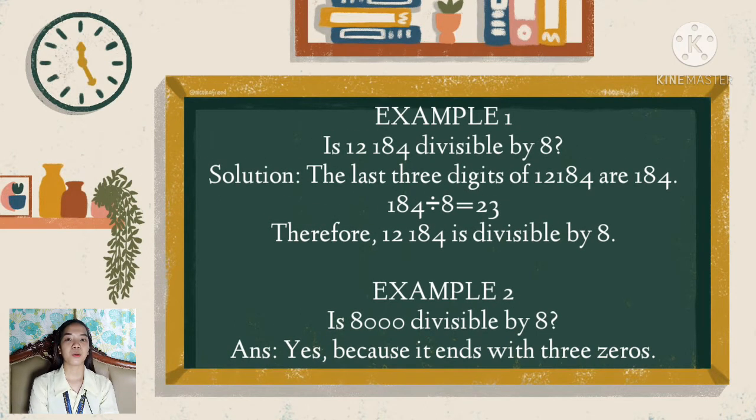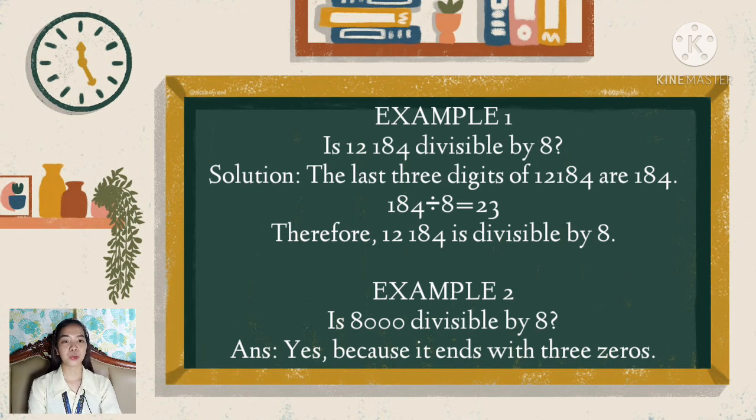So example number 1, is 12,184 divisible by 8? So we have here a solution. The last 3 digits of 12,184 are 184. So 184 divided by 8 is equal to 23. Therefore, 12,184 is divisible by 8.